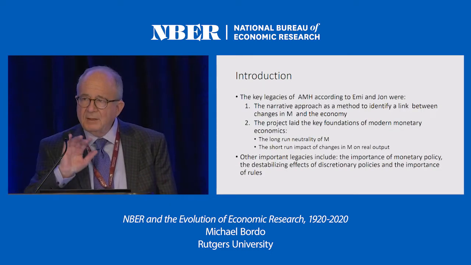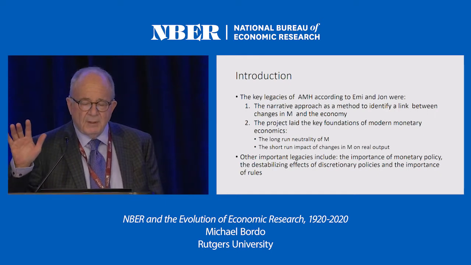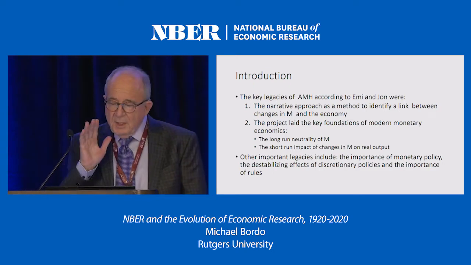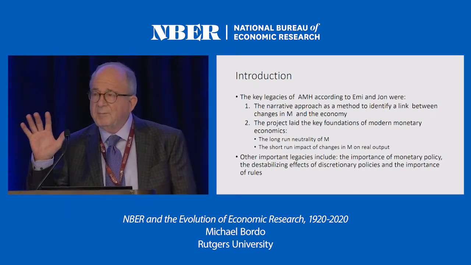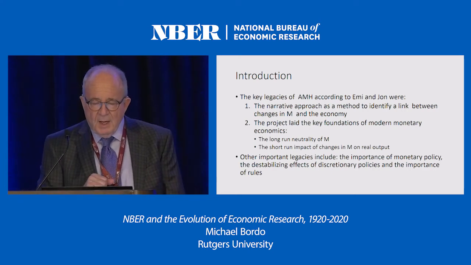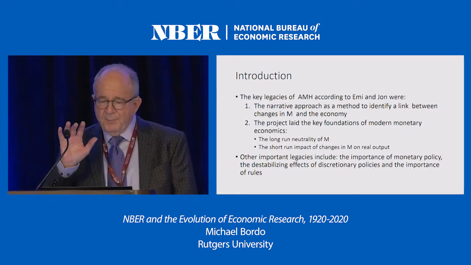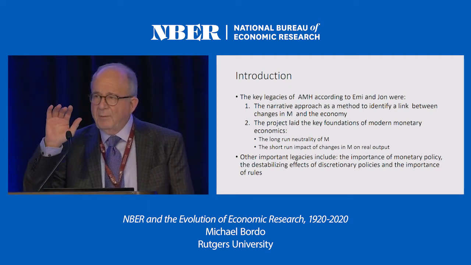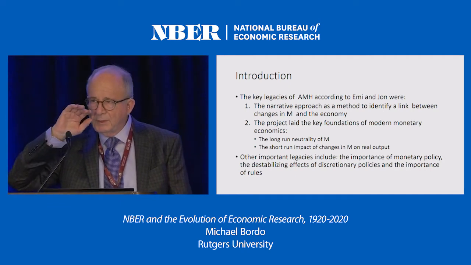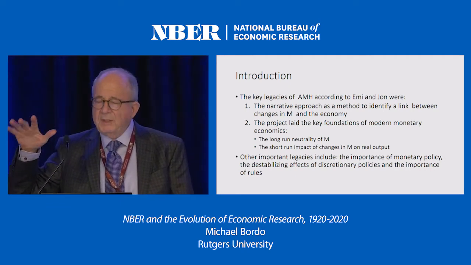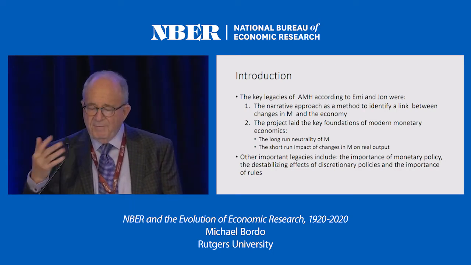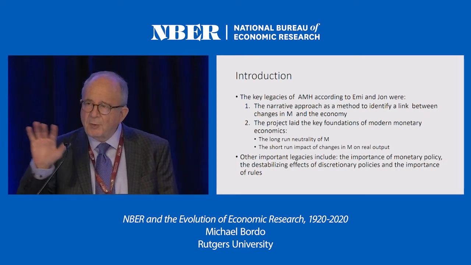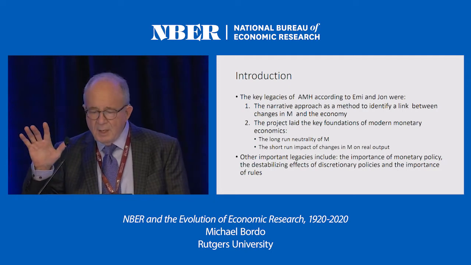Okay, so the key legacies of A Monetary History, according to Emmy and John, were the narrative approach as a method to identify a link between changes in the money supply and the economy. And secondly, that the project laid the key foundations of modern monetary economics. What comes out is, in the long run, there's the neutrality of money. In the short run, the changes in money over the business cycle affect real output, and they affect real output because of nominal rigidities. But there are other important legacies that I would throw in.